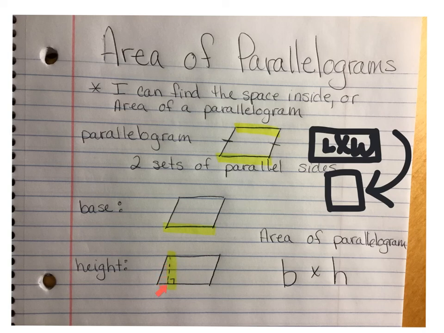Our height of a parallelogram is from one of the vertices connecting to the base. Notice this is a dotted line here because it's not actually one of the sides. It's a dotted line because it's just a line that's drawn from one of the vertices to the base to make this 90-degree angle. And so the area of a parallelogram is going to be base times height, very similar to length times width, to get the space inside of this parallelogram.